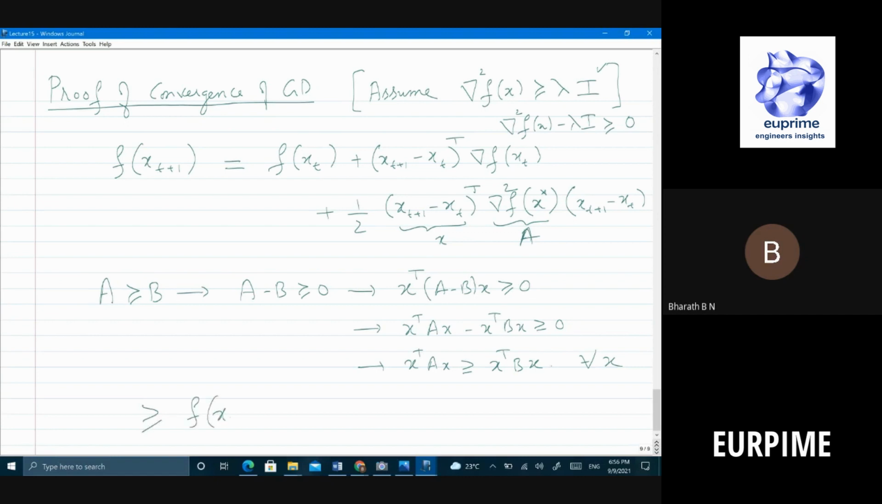F of xt transpose, I have lambda, okay, this is gradient, right? Plus half times xt plus 1 minus xt transpose. So A will be identity, right? It will be lambda times identity. So what will happen? Lambda will come out. Identity times xt plus 1 minus xt, right? Clear? I can replace it by this. Okay.